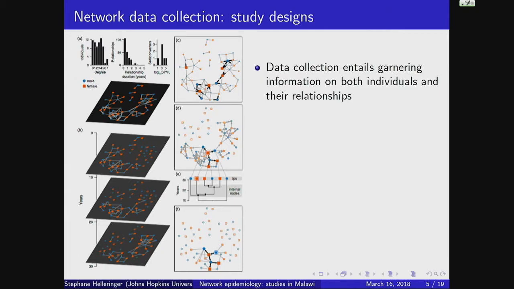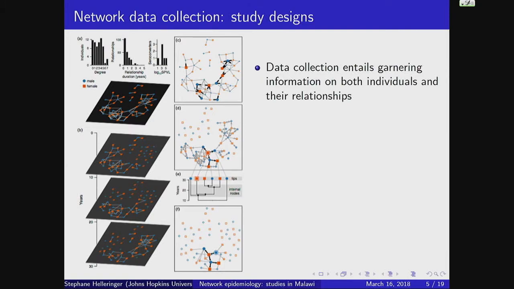So here, I don't know if you can see this very well, but you have different ways of representing the same network through different modes of data collection. So here you have an entire simulated network of men and women over, I think, a period of 30 years. And here are the different slices, all the relations that have occurred within the first 10 years, next 10, and the last 10 years of the process.